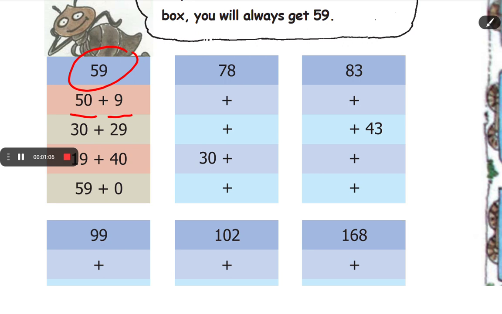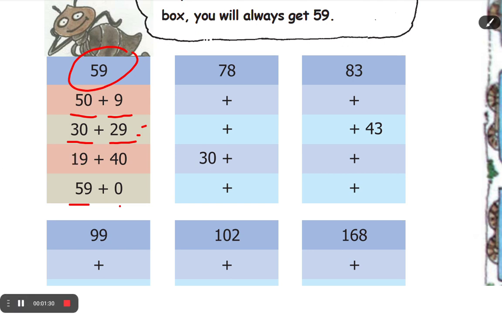This is one way. Another way is, take some number less than this number. 59 is there, so you take 30. To make it 59, how much do you have to add? Yes, 29. So 30 plus 29 is 59, right? Similarly, you see 59 plus 0 is also 59. Now suppose you take 40. To 40, how much do you have to add to get 59? Yes, 19. So 40 plus 19 is also 59.